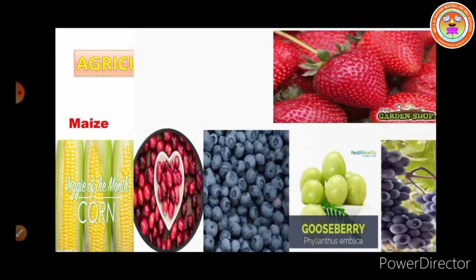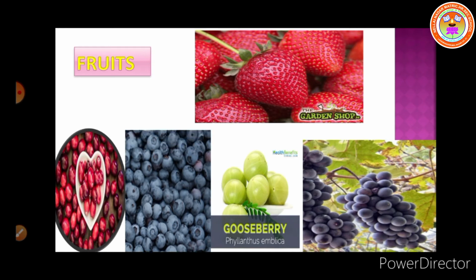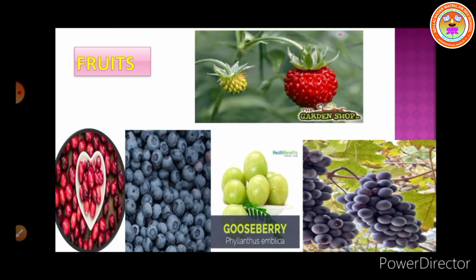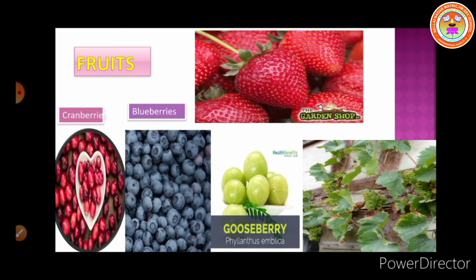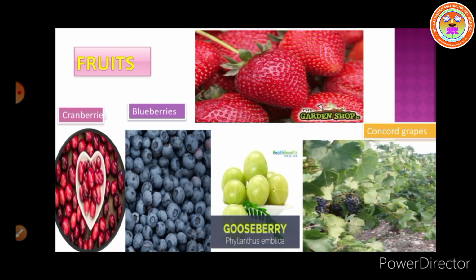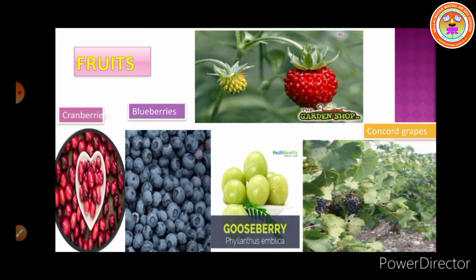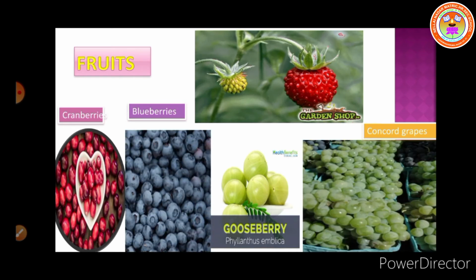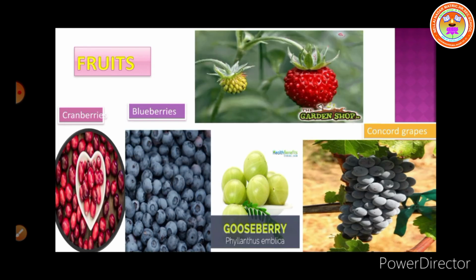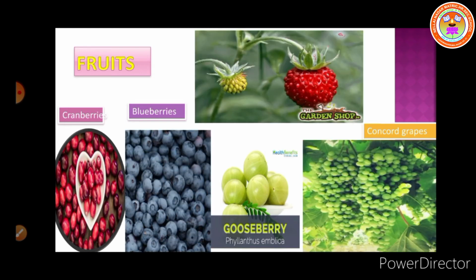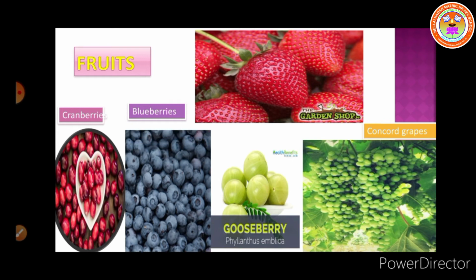Then let us see fruits. Mainly citrus fruits are cultivated in Texas, California, and the Great Lakes regions. The important fruits of North America are cranberries, blueberries, gooseberries, Concord grapes, strawberries and other fruits.